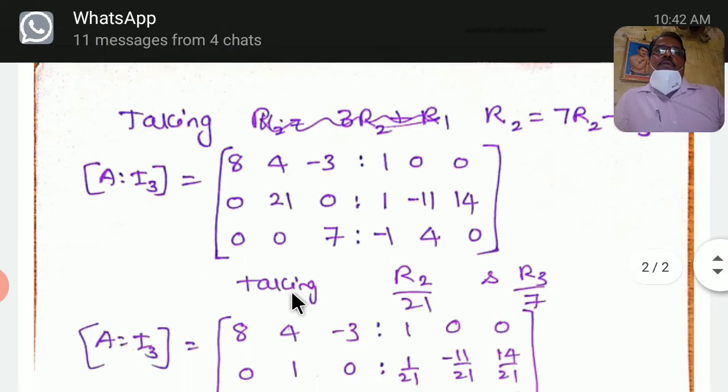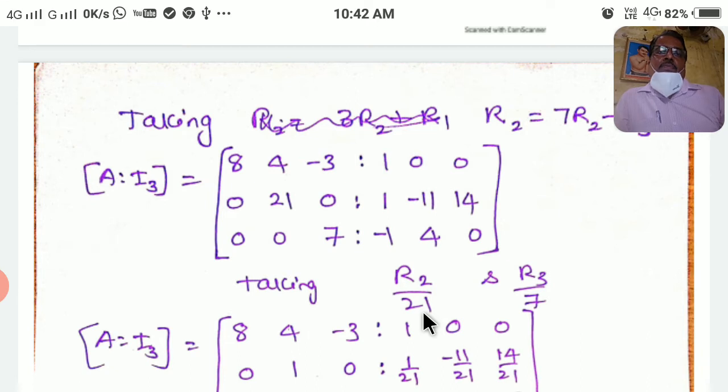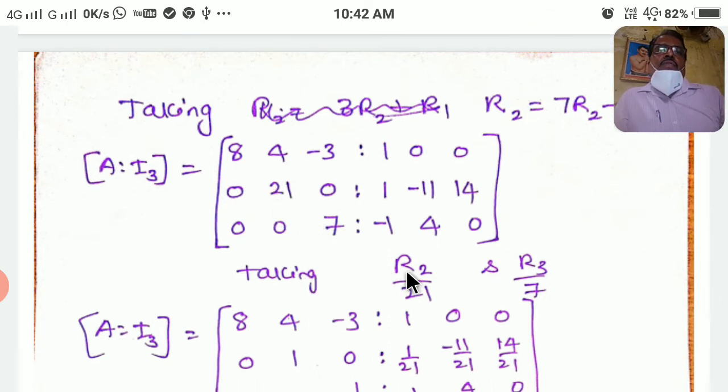Okay. So next, taking R2 divided by 21 and R3 divided by 7. Now see here, to make this a unit matrix, here it should come 1 and here also it should come 1, right? So therefore what we do, we divide the elements of R2 by 21 so that this middle term becomes 1, and similarly we divide the elements of R3 by 7. So therefore we write here taking R2 by 21 and R3 by 7.